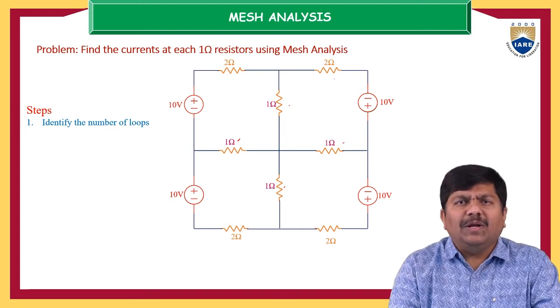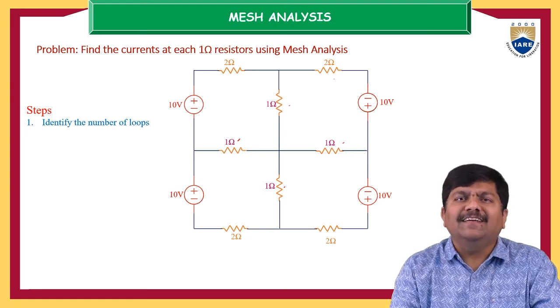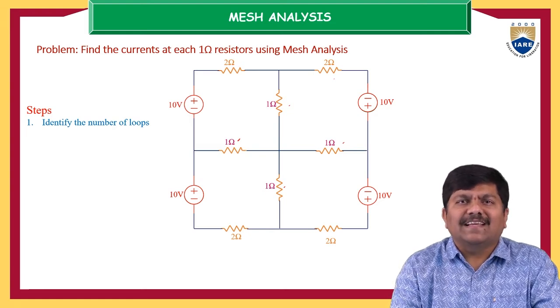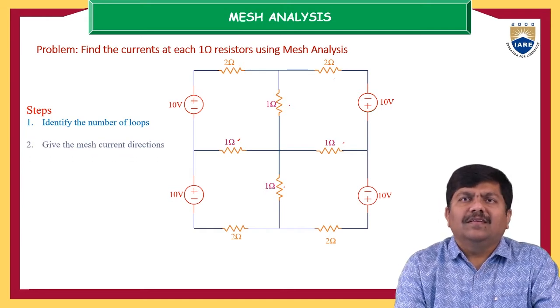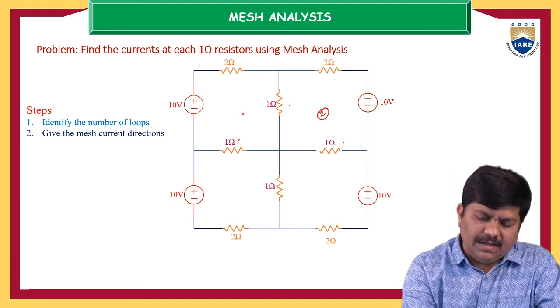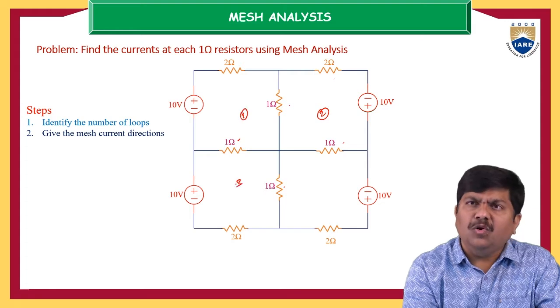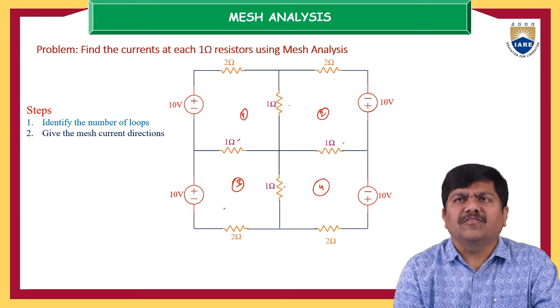First of all, you have to identify how many loops there are. Just now we highlighted that this electrical circuit has 4 loops. So this is the first loop, this is the second, this is the third loop and this is the fourth loop. So there are 4 loops. That is our first step.